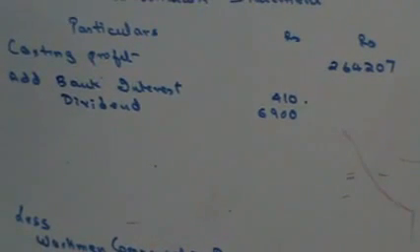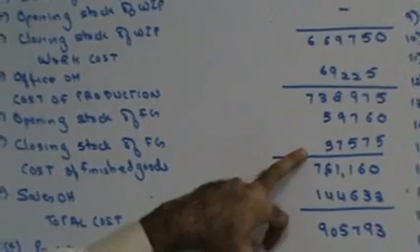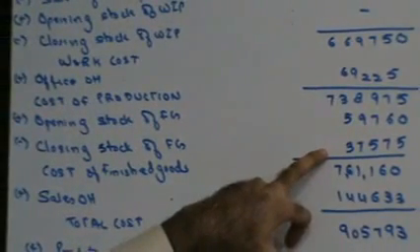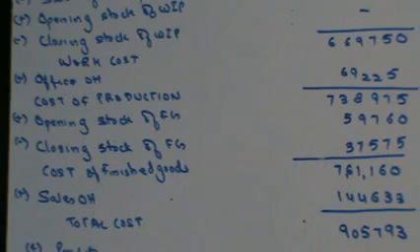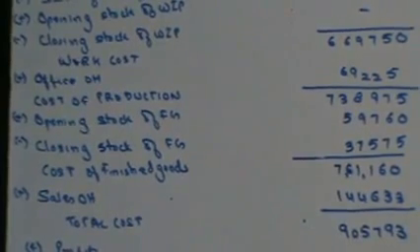Now besides that, let us see what else has changed. Is there any other figure that has changed? Let's see the closing stock. Closing stock, guys, can you please see this? Closing stock of finished goods is 37,575 in the cost sheet. Whereas in the P&L account, closing stock is 52,000.